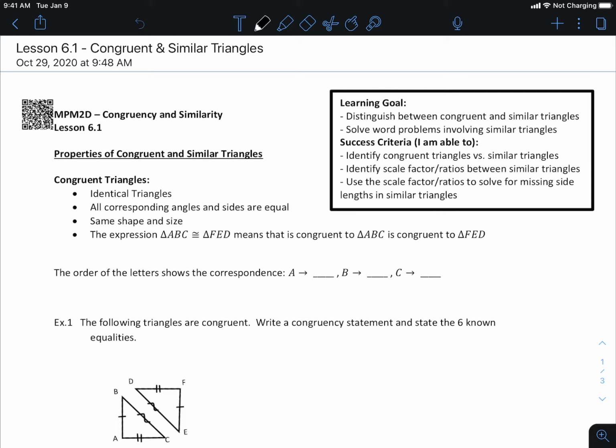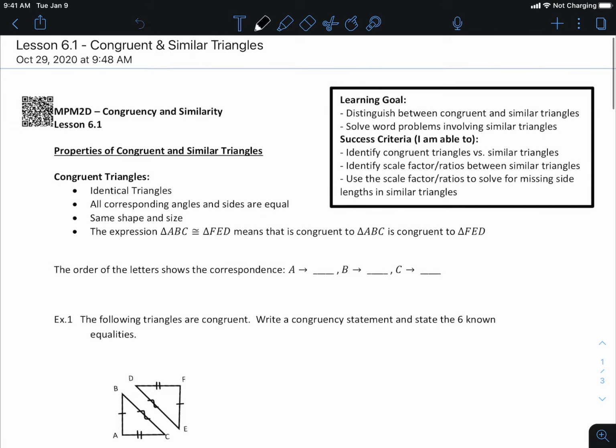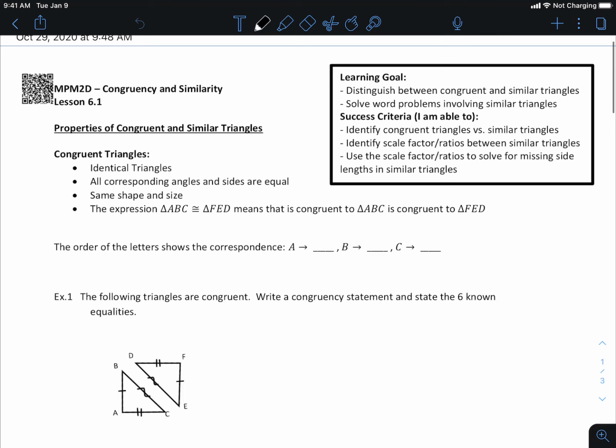So we're just gonna run through here the differences between similar triangles and congruent triangles, which you've probably seen before, but we'll formalize it so that we can refer back to it. Basically, congruent triangles are identical triangles, okay? So all corresponding angles and sides are equal. They're the same shape and size, okay? So here's the expression that represents that two triangles are congruent, okay?